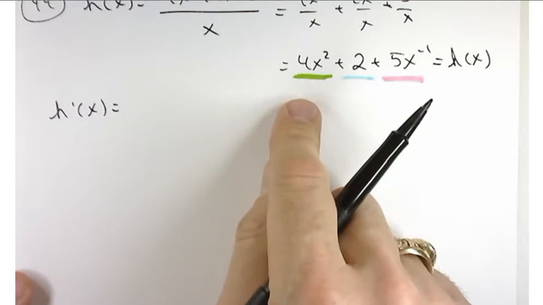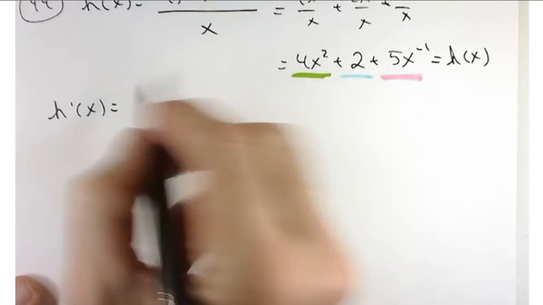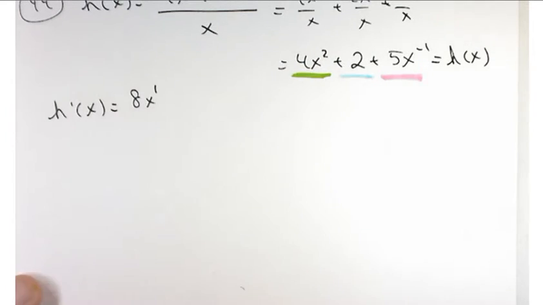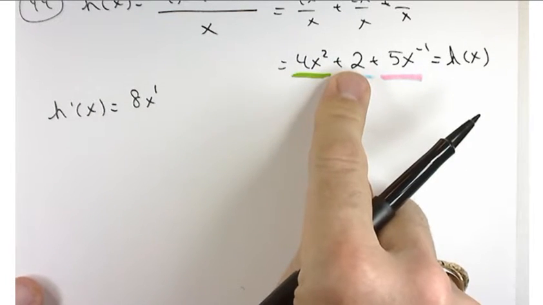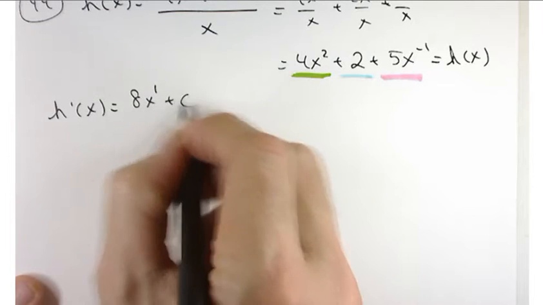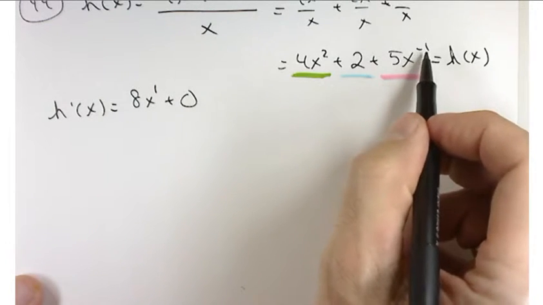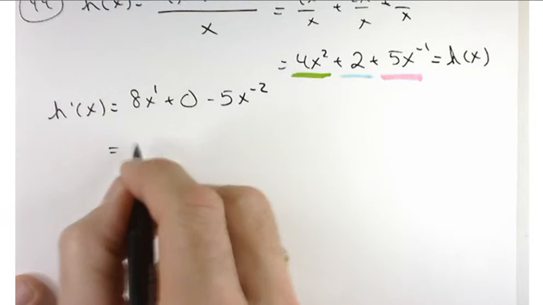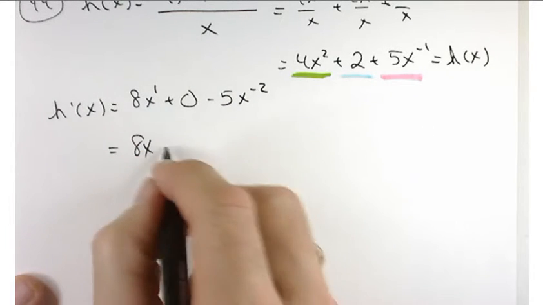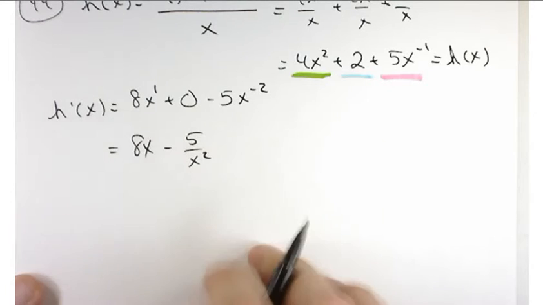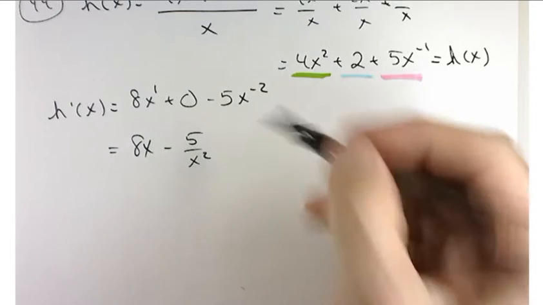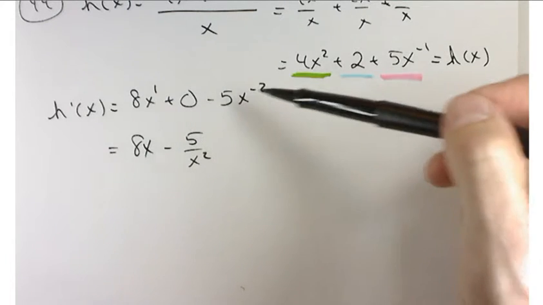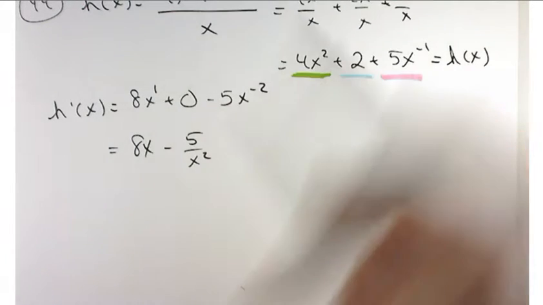So how are we looking here? 2 times 4 is 8. Subtract 1 from the exponent, 8x to the first power. How about the second one? 0. And then for the third one, negative 5x to the negative second power. You can, if you want to, clean it up like this. That's fine. I'm not worried about you using positive exponents so that you have to get rid of the negative exponents. This is fine. I don't want to see the plus 0, but other than that, we're good.